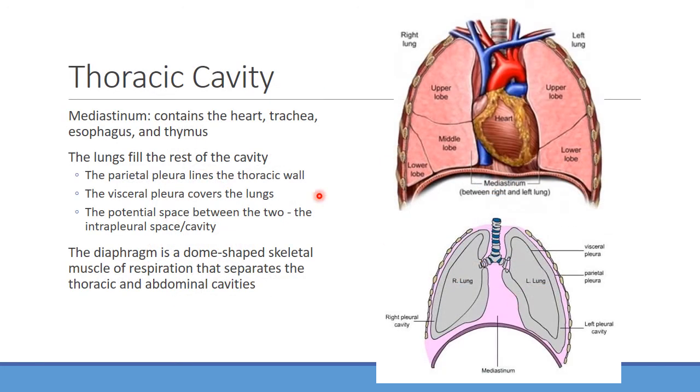All right, then looking at the thoracic cavity, you're going to see the mediastinum contains basically the heart, the trachea, the esophagus, and the thymus, so basically this whole area here. It's the area between the right and the left lung. And then the lungs fill up the rest of the thoracic cavity there. The parietal pleura lines the thoracic wall, right along here, the pleural cavity. The visceral pleura actually covers the lungs themselves. And then there's a potential space between the two, the intrapleural space, in this cavity here.